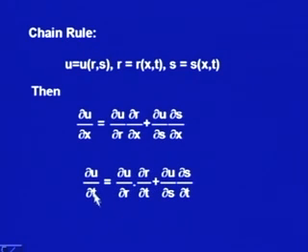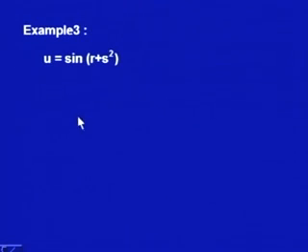Similarly, the partial derivative with respect to t can be given as the derivative of u with respect to r and then the derivative of r with respect to t, all partial ones because r is also a function of x and t, plus the partial derivative of u with respect to s, that is del u over del s, and the partial derivative of s with respect to t, that is del s over del t. Let us see one example. Suppose u is sine of r plus s square, where r is t times e to the power x and s is x plus t. I want the partial derivative of u with respect to x and t.